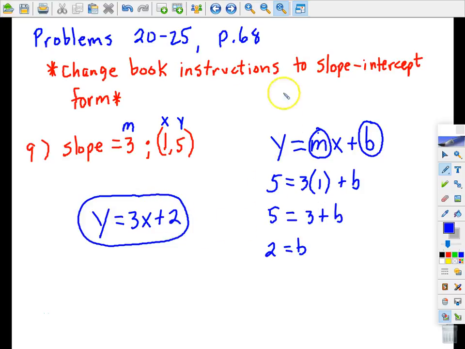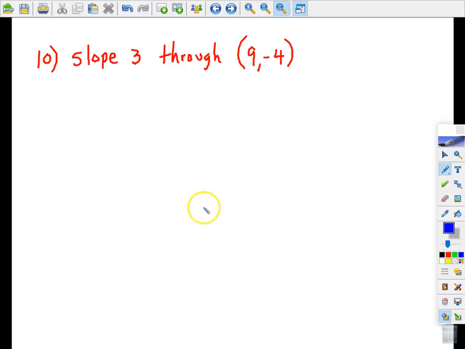Okay, so just remember when you're writing slope-intercept form, you're looking for a number to put in for m, and you're looking for a number to put in for b, and you'll have to solve for that. The y and the x remain variable. All right, let's try another one of those. Here's another example, and again, we're doing problems 20 through 25, and we're going to put our answer in slope-intercept form. We're ignoring the book instructions for this section.